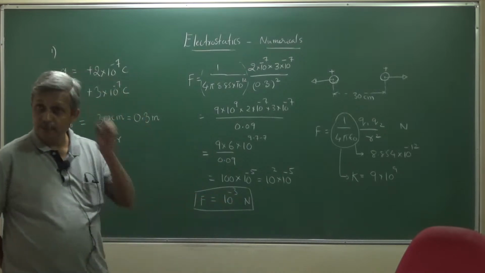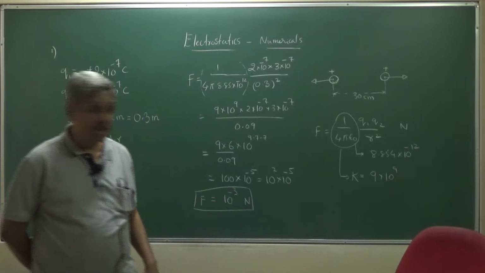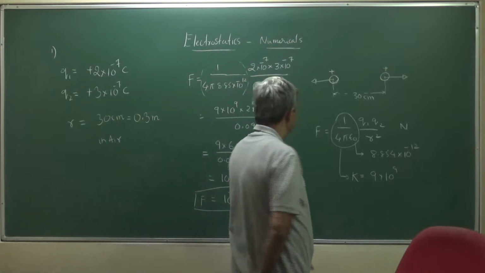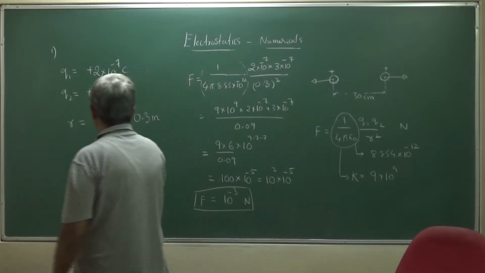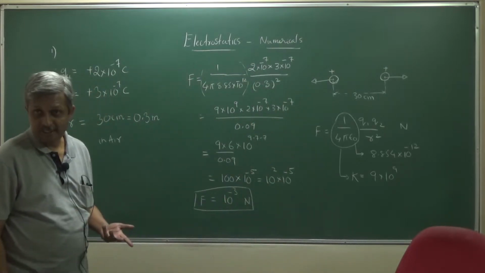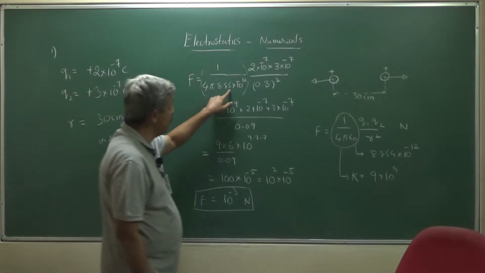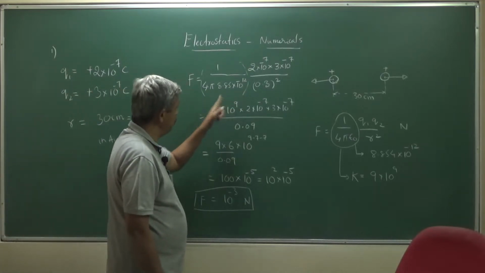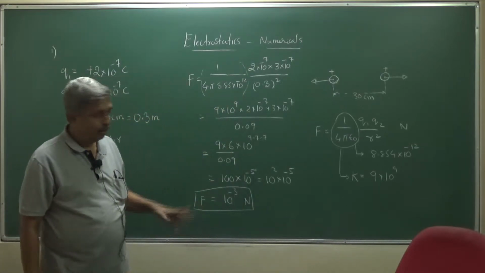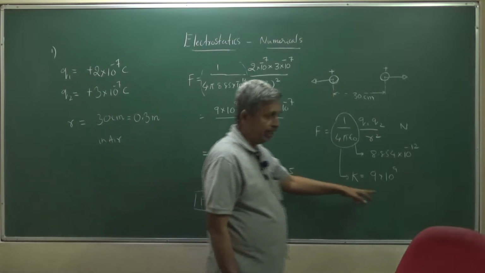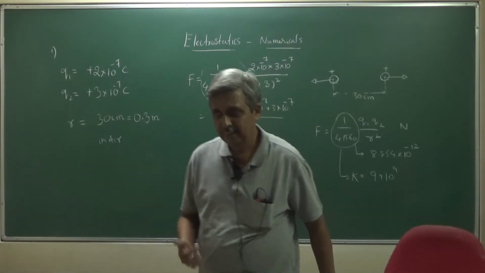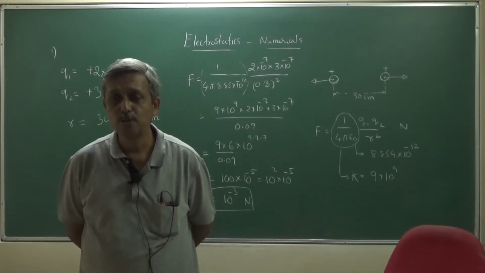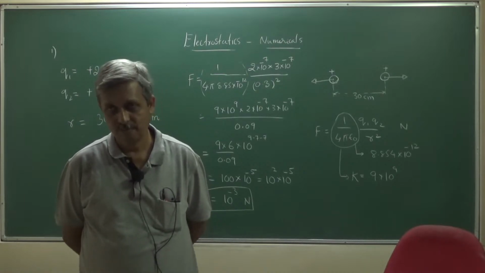Why did we do this? What mistakes could we have made? We could have made mistakes in terms of 0.3 instead of that 30. If we had written that, we would have made a mistake. If we had tried to work with 8.85, 10 power minus 12 multiplying it, somewhere we would have made a mistake. So we cleverly took 9 into 10 power 9. So these are the simple things that you can use to make your numericals easy to do.